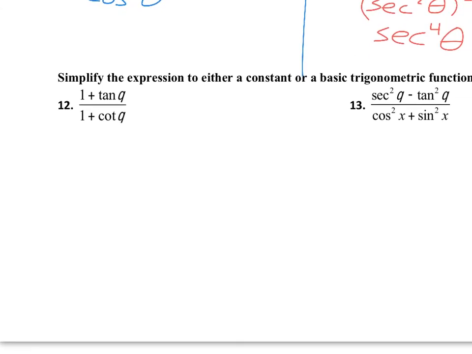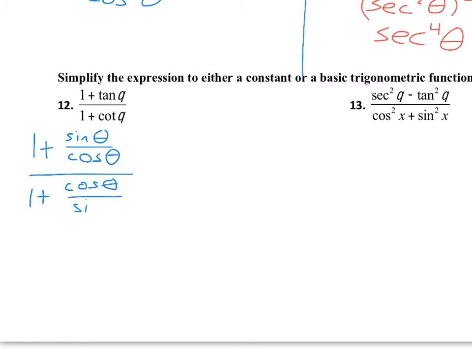Okay, for number 12, there's a few ways you can do this. You could stick with the strategy of changing everything to sine and cosine. So let's try that. I change the tangent in the numerator to sine over cosine. Then I change the cotangent in the denominator to cosine over sine.